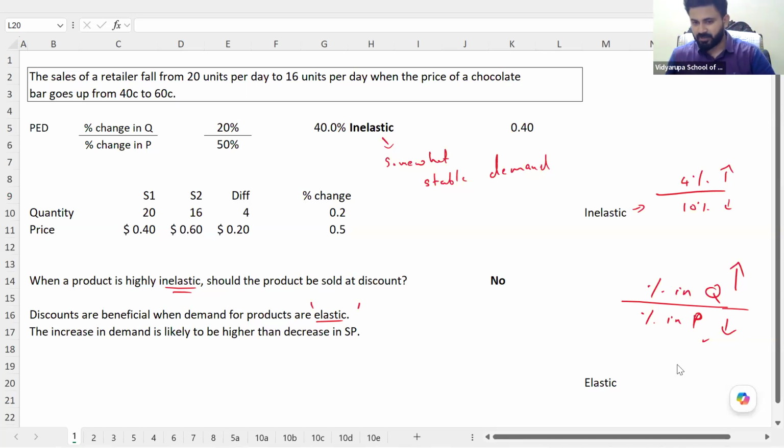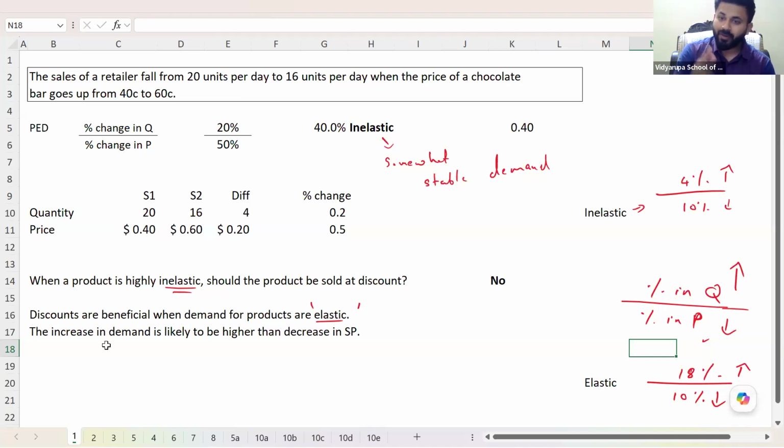When it is elastic in nature, what will be higher? Numerator will be higher. So let's say you reduce the price by 10%. You're slashing the price by 10%. You're letting go of profitability that much. But you'll be compensated with higher sales. Maybe sales will increase by 18%, or 20%, or 15%. So whatever drop is there in the denominator will be compensated with an even higher increase in sales quantity. You'll be able to sell that much more. So you sell an item at a discount when it is elastic in nature, not when it is inelastic.